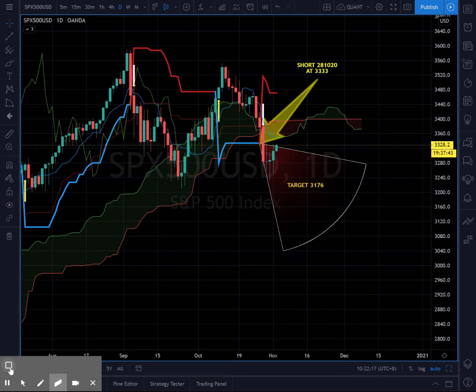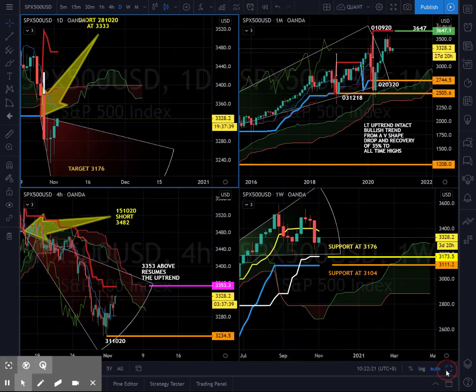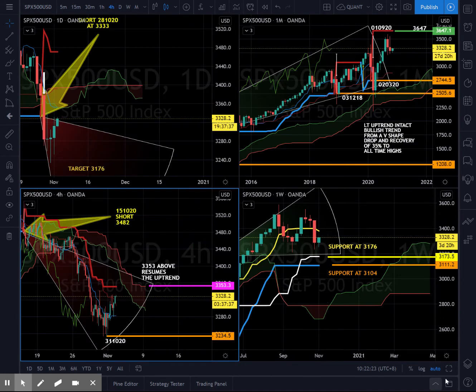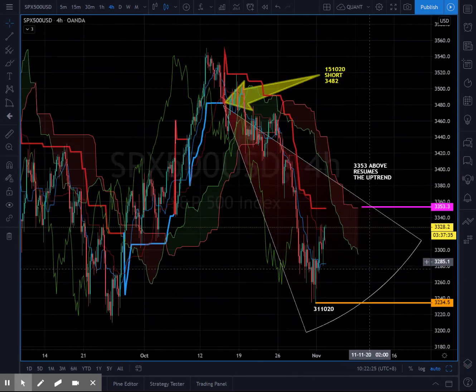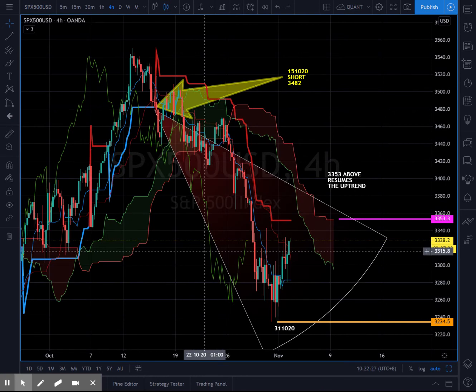Now moving on to the 4 hourly charts. Our 4 hourly charts show a downtrend, and the 4 hourly charts are the charts that I use when I do swing trades, and a very nice short signal was issued on the 15th of October 2020 at a level of 3482.